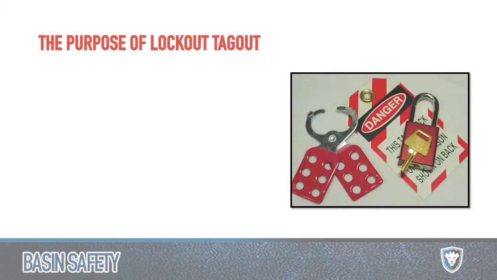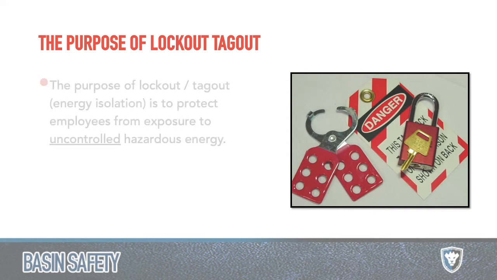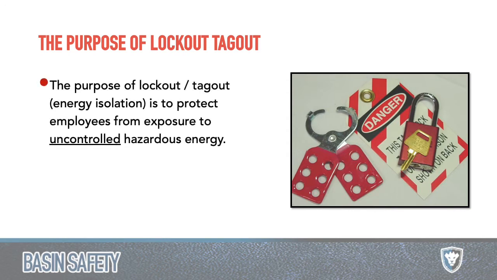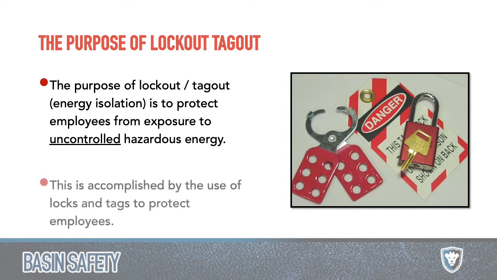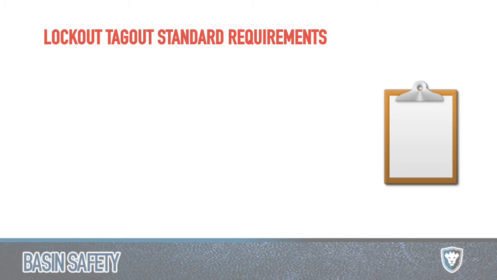So why do we care about lockout tagout? What's the purpose of it? In our industry, there's a lot of hazardous energy that can be uncontrolled. So the goal of lockout tagout or energy isolation is to isolate that energy and control it so that we're not worried about people being exposed to it. The way we do that is by using locks and tags, but that's not the whole program. That's just one element of a lockout tagout program, and we'll cover the 7 steps of the program in a little bit.